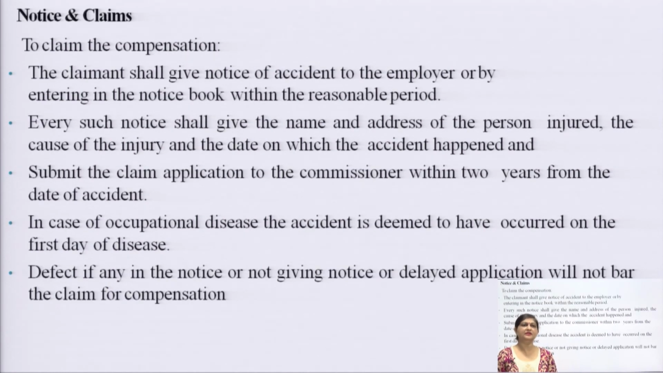Now, notices and claims. To claim the compensation, the claimant shall give notice of the accident to the employer, or by entering it in the notice book within a reasonable time. Every such notice shall give the name and address of the person injured, the cause of injury, and the date on which the accident happened, and the claim application must be submitted to the commissioner within 2 years from the date of accident. In case of occupational disease, the accident is deemed to have occurred on the first day of disease. Defect, if any, in the notice, or not giving notice, or delayed application will not bar the claim for compensation.